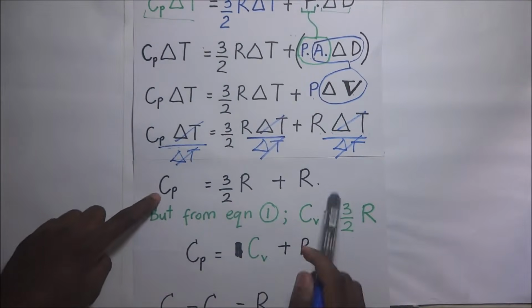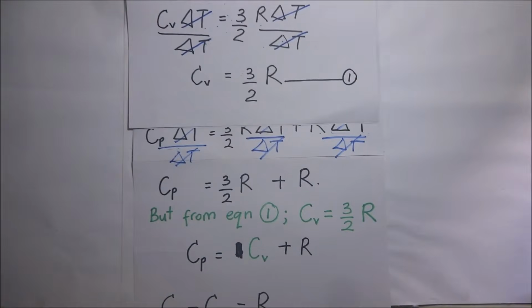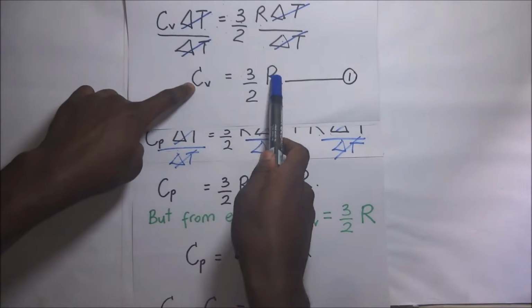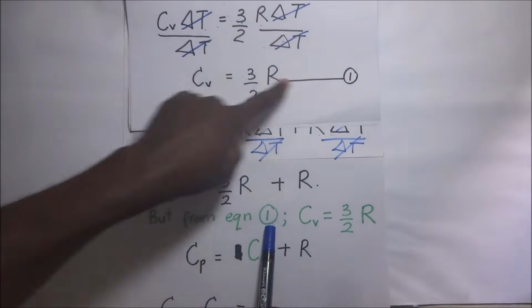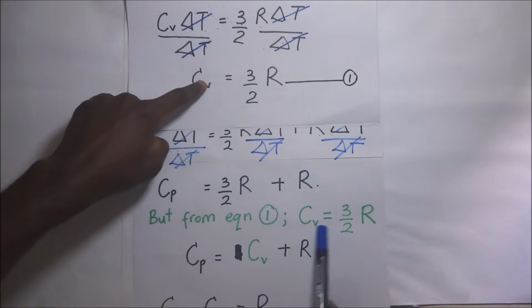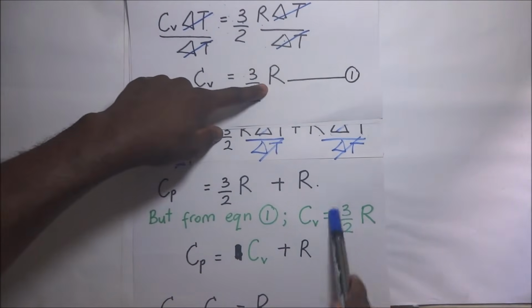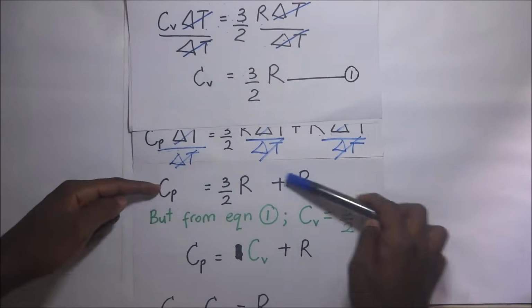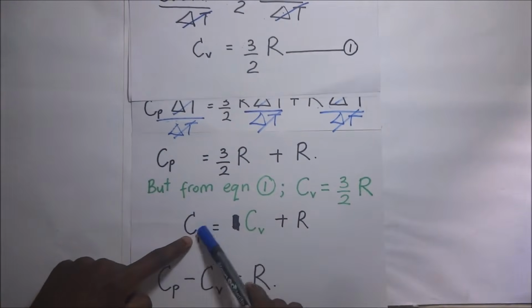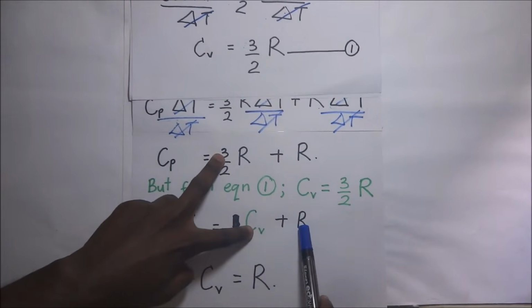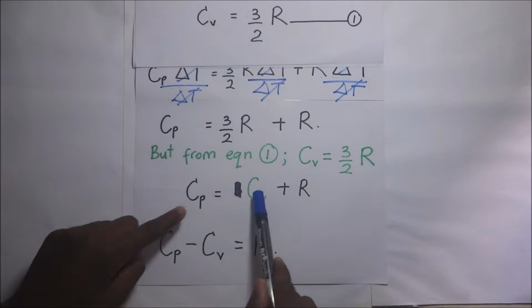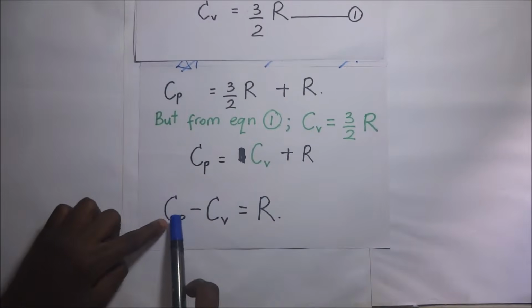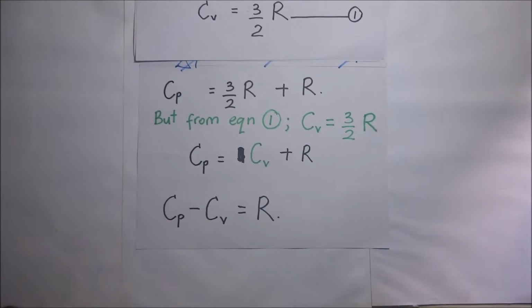Now, in our first expression, when we made the volume constant, we ended up with Cv being equal to 3 over 2 R. So from our first equation, Cv is equal to 3 over 2 R. So this 3 over 2 R, we substitute it right there. And so in our next step, you find that Cp is equal to Cv plus R. When we make R the subject of the formula, we end up with Cp minus Cv is equal to R. And that's how we get to that derivation.